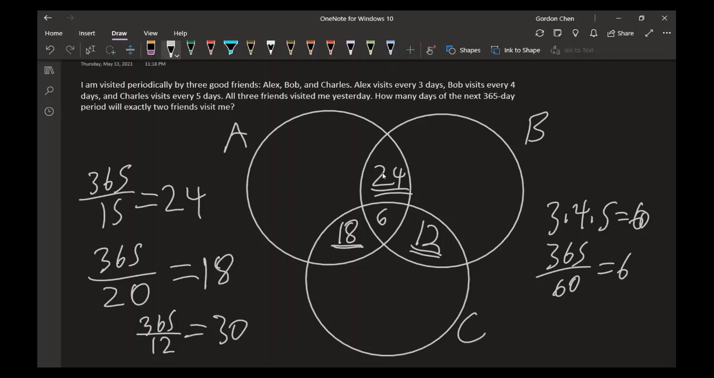So we want to find the sum of these three regions. So it's 18 plus 12 plus 24 equals 54.